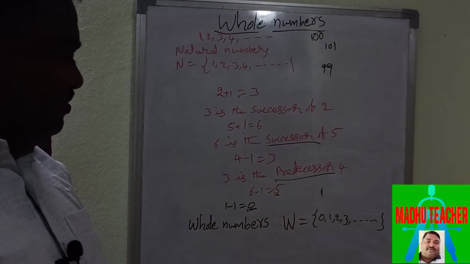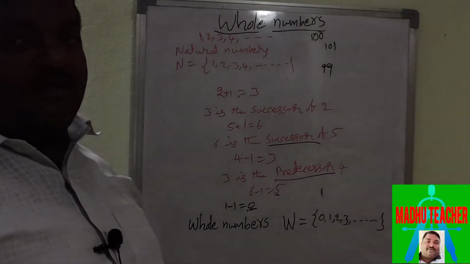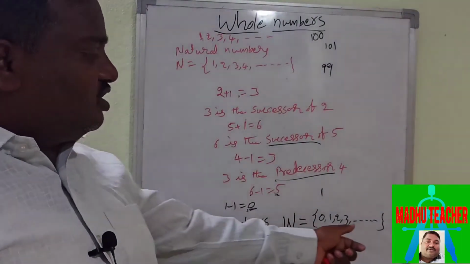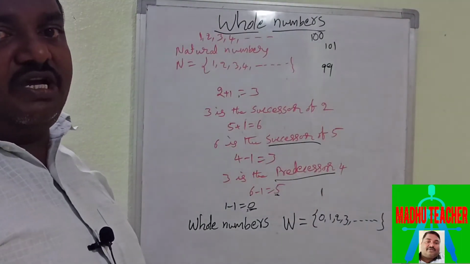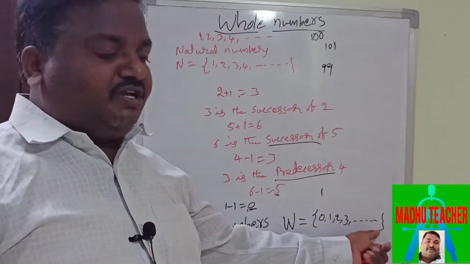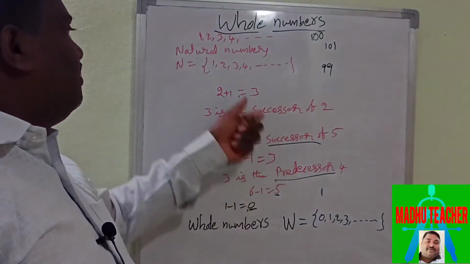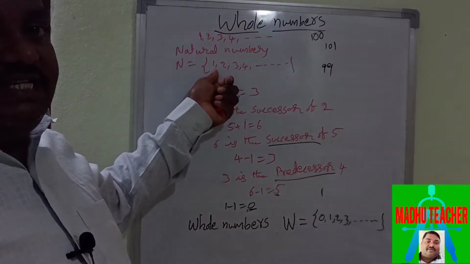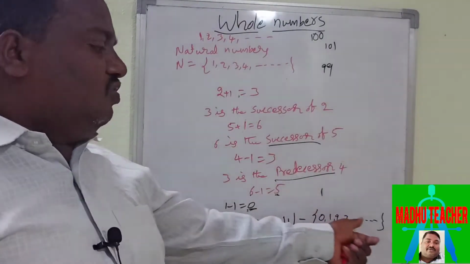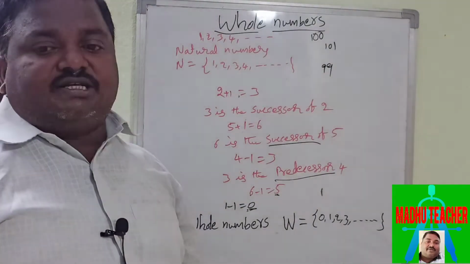In the whole number set, 0 is the least whole number. What is the greatest whole number? We cannot say, because there are infinite whole numbers. There is no greatest whole number. Here, 1 is the least natural number, and natural numbers are also whole numbers.